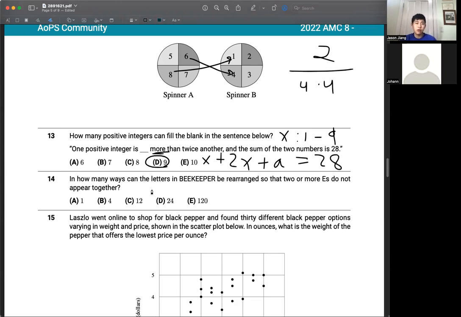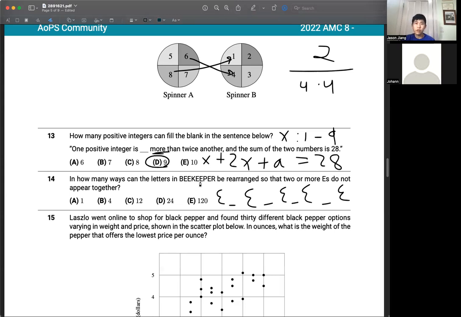Number 14, we want to know how many ways can the letters in beekeeper be arranged so that 2 or more e's do not appear together. So we see that there are 5 e's in this word, and then a b, k, p, and r. So the only way to not have 2 e's appear next to each other is to have 5 e's, and then since there's 4 gaps, each of those gaps needs to be filled by a different letter. And there's no other way to do this.